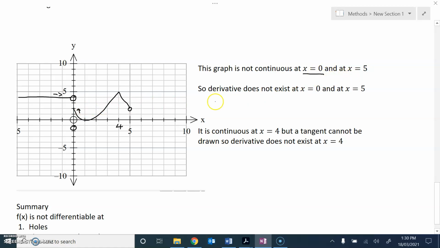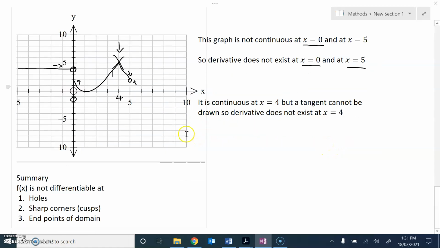And then I look at x equals 5. The limit as I approach from this side, well, there is no limit as I approach from the other side, and it's a hole anyway. So it's not continuous. So therefore, the derivative does not exist at those points. Then I look at what is happening here at 4. It is continuous because I can draw that without lifting my pen, but I can't draw a tangent. If I draw a tangent from this side, that tangent is going to be going in one direction. If I draw a tangent from the other side, I'm not going to get the same tangent. So the derivative does not exist at that point.